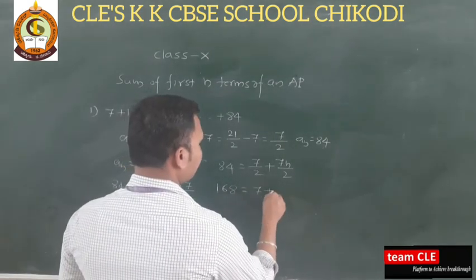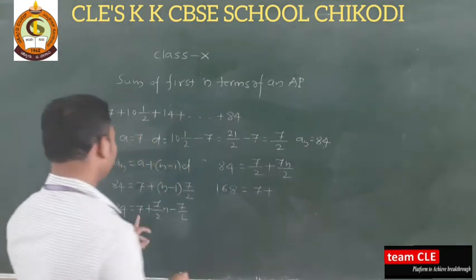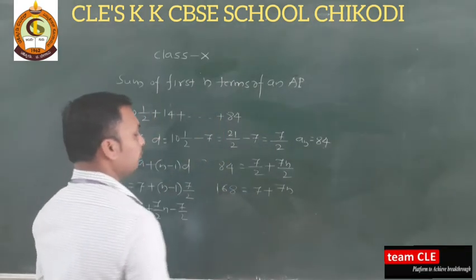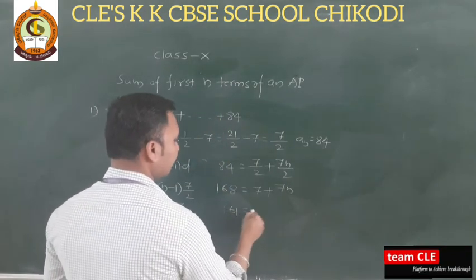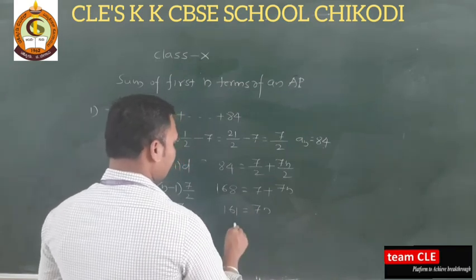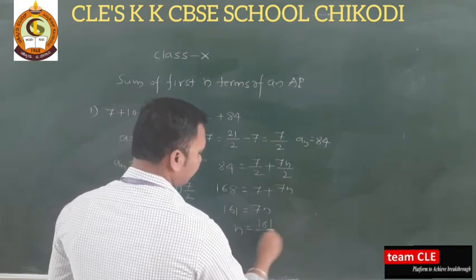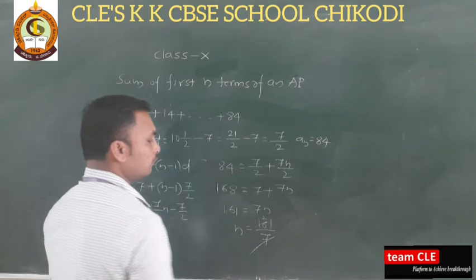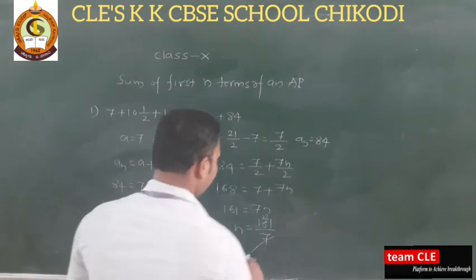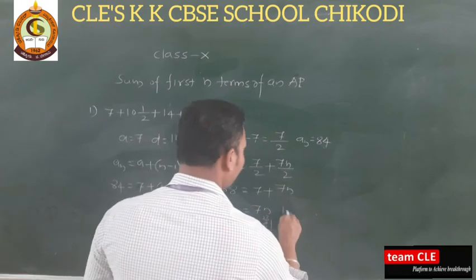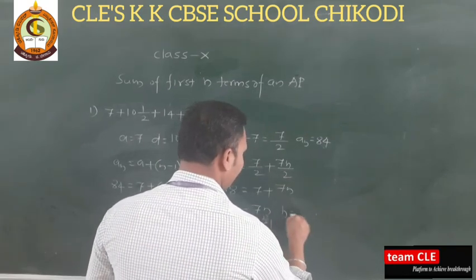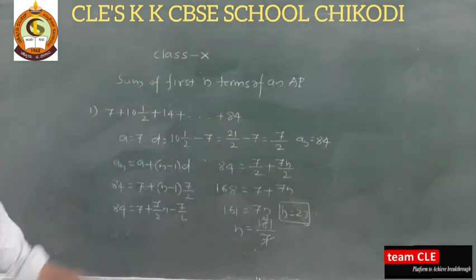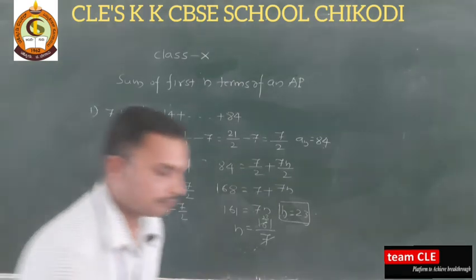Now this is 7 plus 7n. Subtract 7 from 168 and we get 161, equal to 7n. So n is equal to 161 by 7. 7 twos are 14, remaining 21, so 23. So n is equal to 23. Once we have n equal to 23, we need to go for finding the sum.